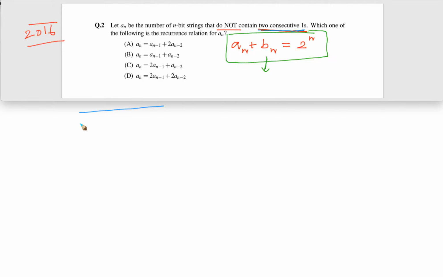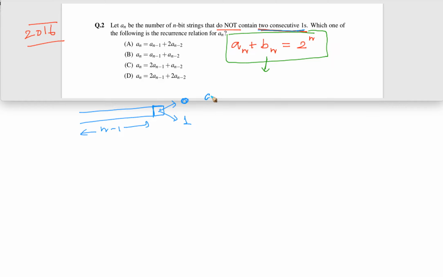So there is an n-bit string. Let's say this one is the last bit, and these are the n minus 1 bits. Now here there can be two possibilities. The last bit can be either 0 or 1. If it is 0, then it doesn't matter what is on this side, this last bit is not contributing to two consecutive ones. If the earlier n minus 1 bits have two consecutive ones, then it is going to have that particular count, otherwise it is not.